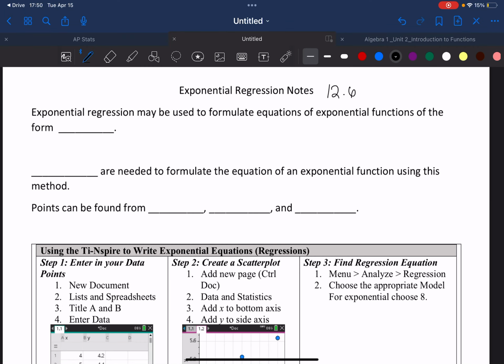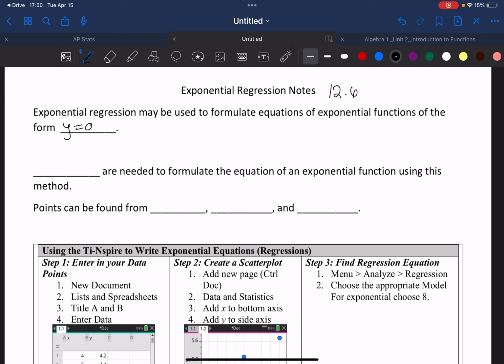Okay, this is 12.6 notes, exponential regression notes. So it says exponential regression may be used to formulate equations of exponential functions of the form y equals a times b to the x power, where a is the intercept, so the y-intercept, and b is the slope. Another way that they refer to a is the initial value. So this is where the equation starts.